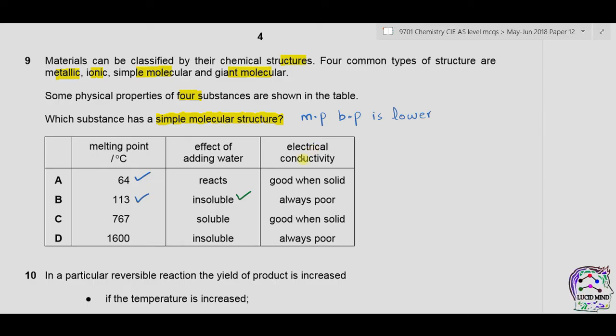Third thing is the electrical conductivity. Now the electrical conductivity of simple molecular structure is always bad. That is because there are no free electrons or no free ions present. And as they are insoluble in water, so therefore the electrical conductivity will always be poor. The answer is therefore B.